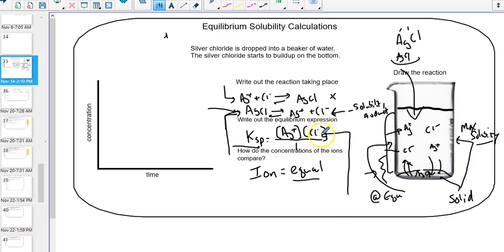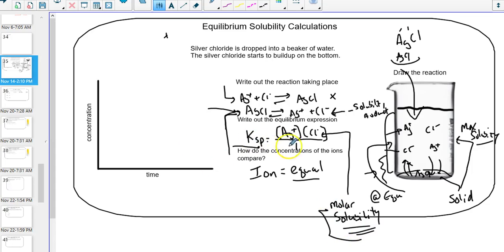One thing we call these concentrations is molar solubility. That's a new term we're going to use, and it's basically the maximum solubility in moles per liter.